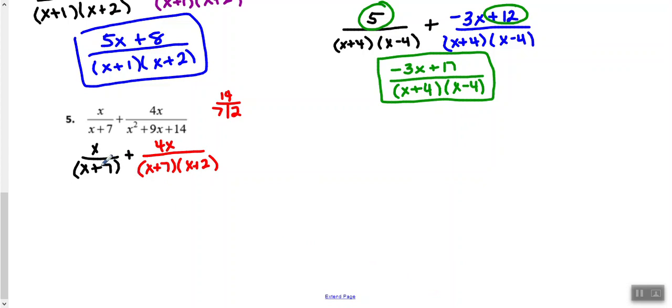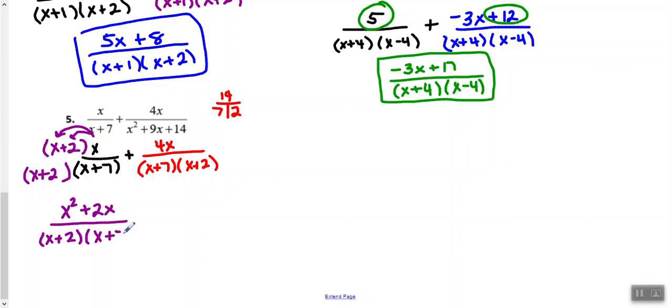So my first fraction has an x plus 7 and my second fraction has an x plus 7. But my second fraction also has the x plus 2, which means the first fraction needs x plus 2 as well. So I'm going to distribute. I'm going to get x squared plus 2x over x plus 2 and x plus 7. Then we have plus, and then my second fraction of 4x over x plus 7 and x plus 2.